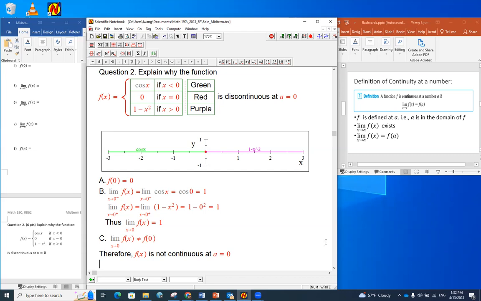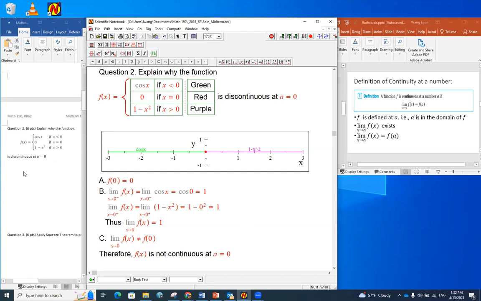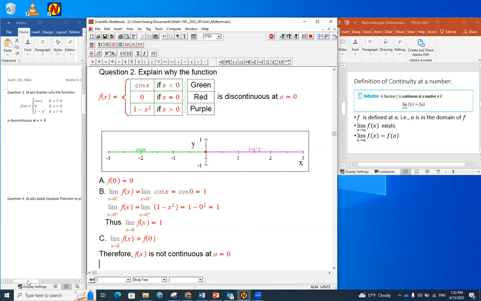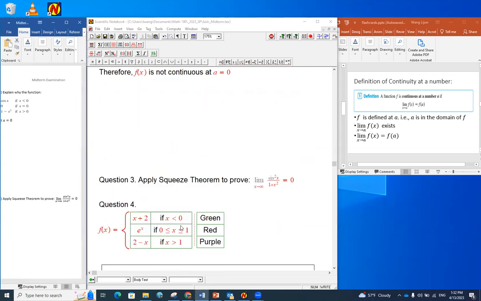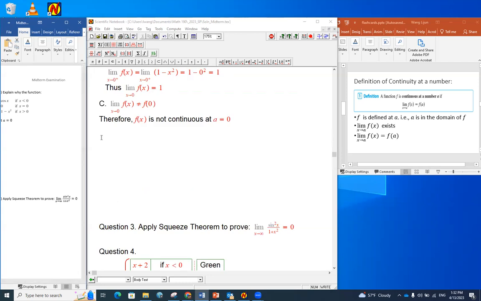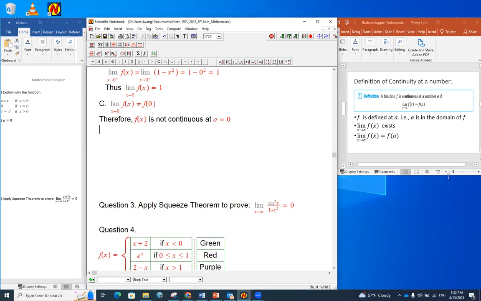Okay, so question number 3, we apply the squeeze theorem. Squeeze theorem, okay? And of course we've learned the squeeze theorem.